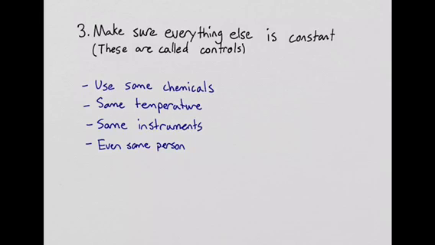And finally, make sure everything else is constant in your experiment. Once again, they're called controls. So make sure you're using the same salts, the same temperature. And temperature, by the way, can affect your density. Same instruments, and even the same person. So the reason why you want the same person is because they might have a different interpretation of what value is what. And it's always good if one person's starting the experiment, let him do it the whole way through.